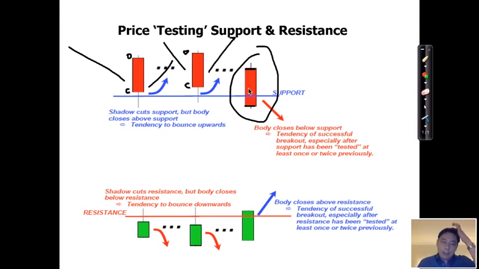Now similarly, you can see that this is testing the resistance, right? Price goes up and tests the resistance, and it comes back down again. So again, what's a good test? A good test is one where the price is not able to break the resistance. So it fails and comes back down again. And a good test is one where the body of the candle is below the resistance and only the upper shadow cuts the resistance. Again, what does it mean?